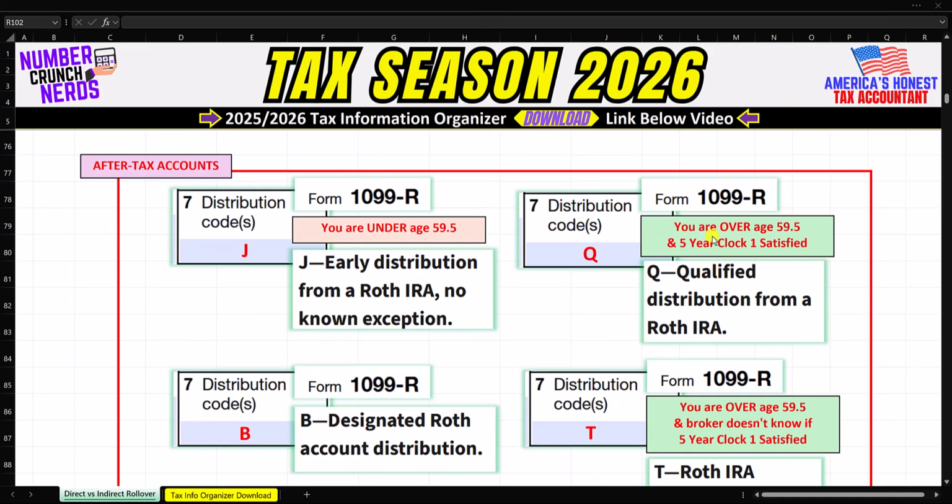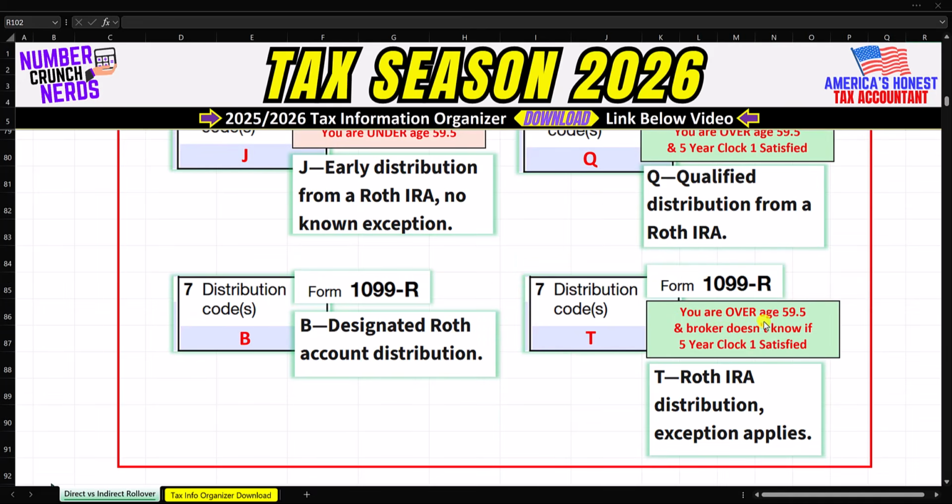Alternatively, over here, if you are over the age of 59 and a half and 5-year clock number 1 with respect to Roth IRAs is satisfied, then you should expect to see distribution code Q, which is a qualified distribution from a Roth IRA. If you are over the age of 59 and a half and the broker does not know if 5-year clock number 1 is satisfied, you may get distribution code T, which relates to a Roth IRA distribution where it notes that an exception may apply, but the broker is still not going to know if you are doing a rollover in this transaction, and so your identification that it is a rollover on your tax return will still be required.